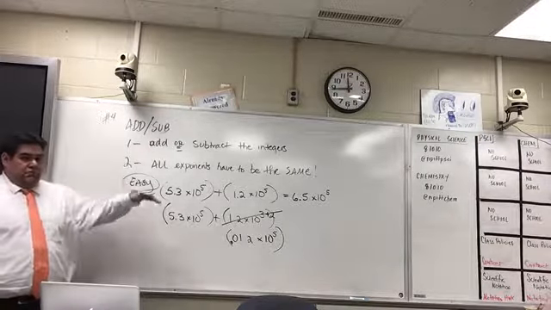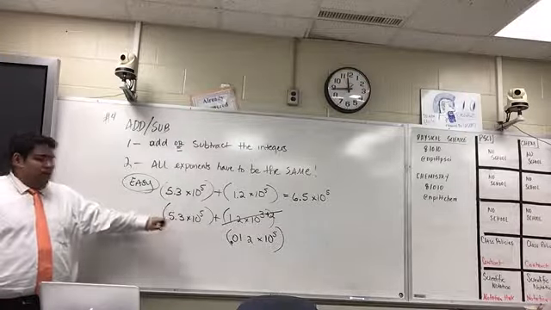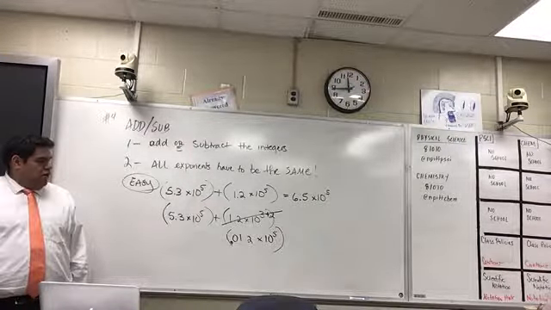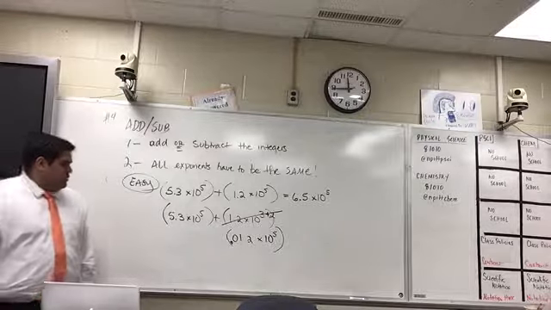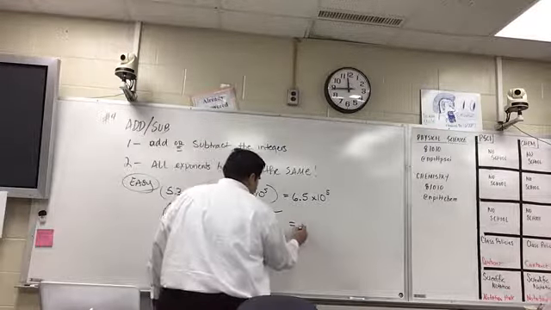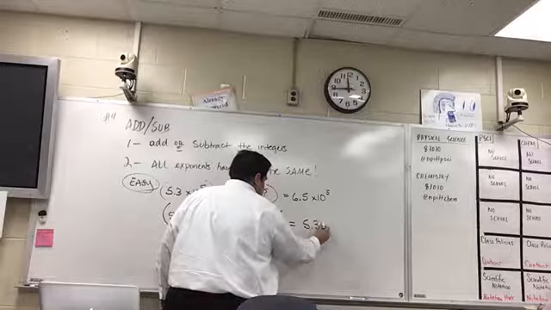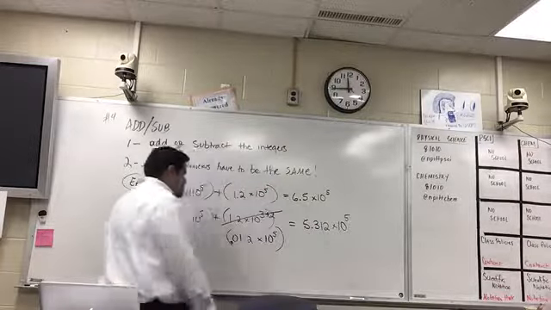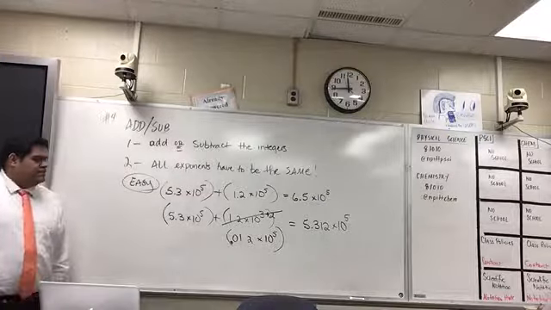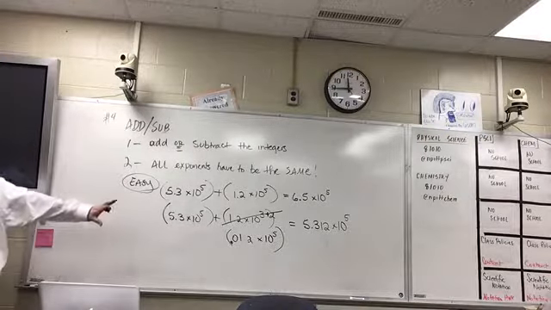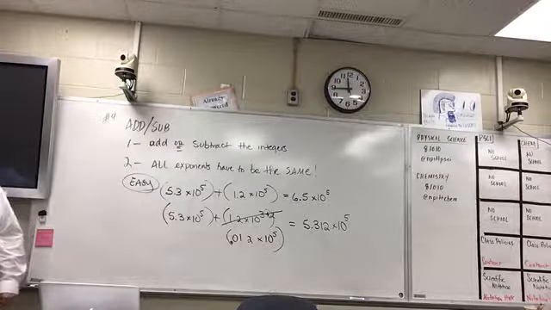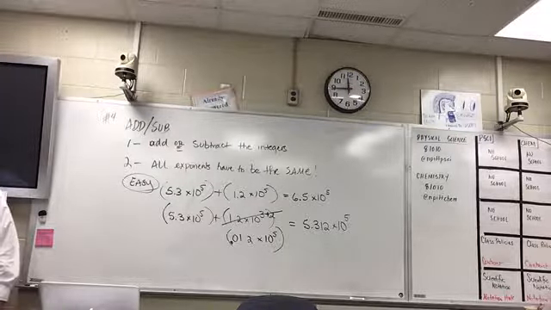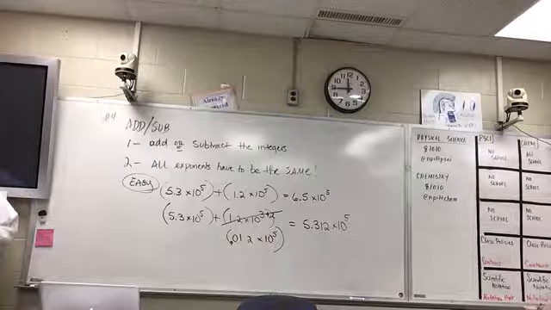Do they match now? Now all I have to do is add them up. 5.3 plus 0.012, and you get 5.312 times 10 to the 5th. Is my integer good in my answer? Yes. Is my exponent good in my answer? Yes. Then I'm done. It's the same thing you would have done for subtracting.